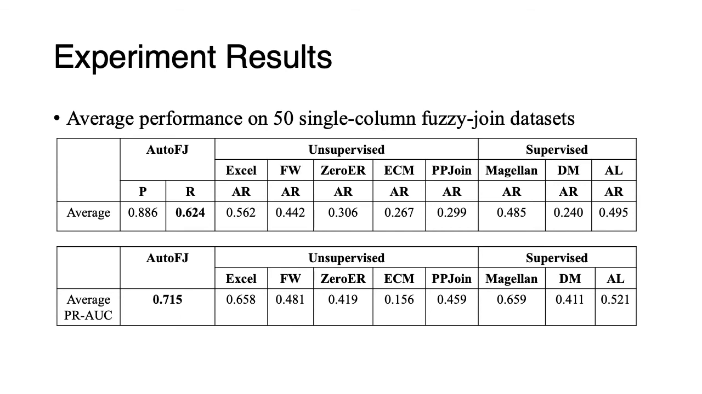This is the average performance on 50 single-column datasets. As we can see, the average precision of our method is 0.886, which is very close to the precision target of 0.9. Based on either the average recall or average PR-AUC score, our method significantly outperforms all other baseline methods, including the supervised methods that use 50% data as training data.